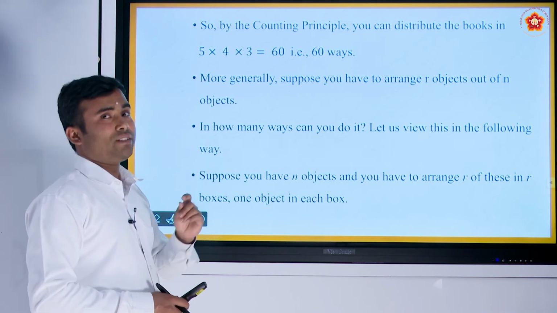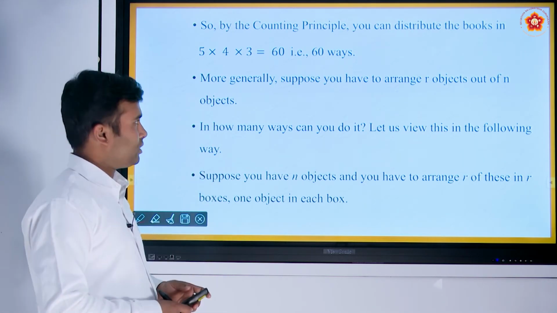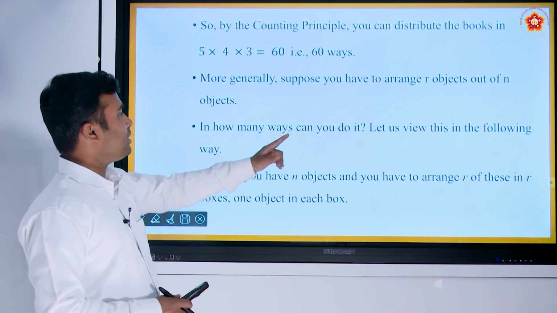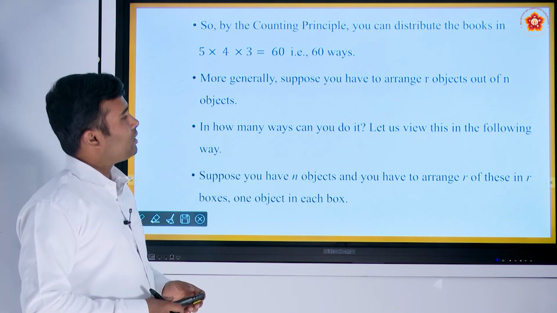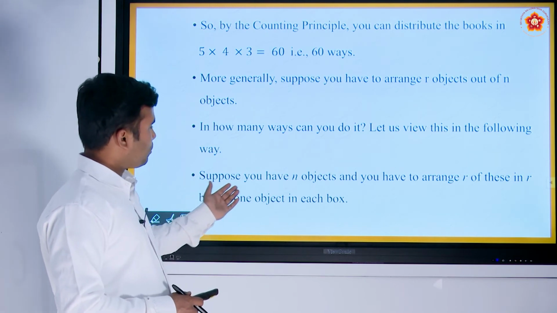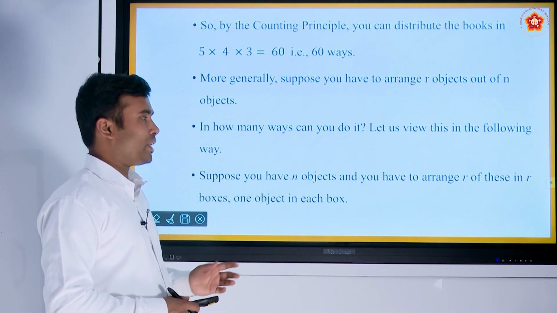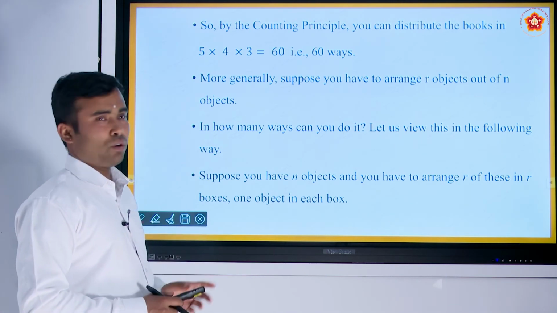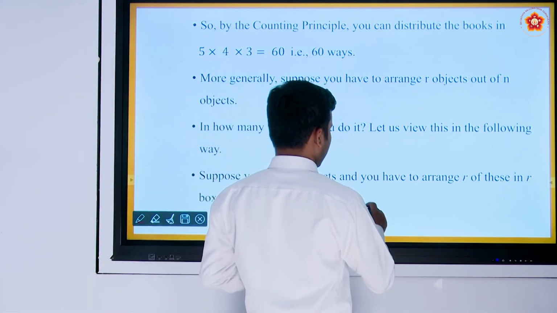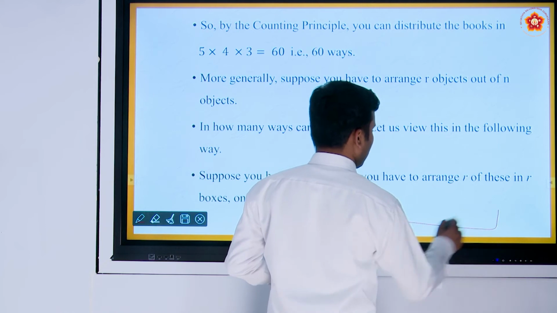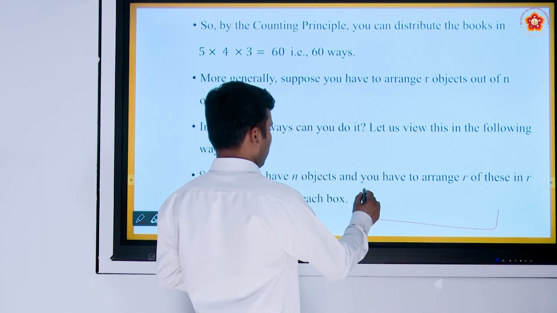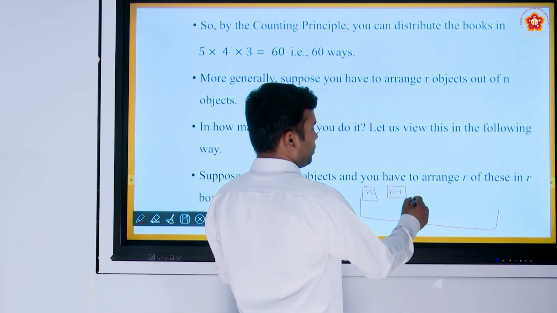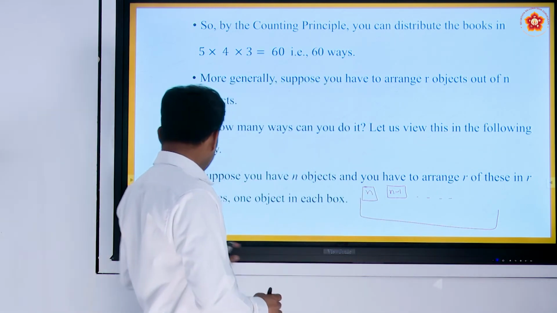So we can generalize this for n objects and r objects. Suppose you have to arrange r objects out of n objects. In how many ways can you do it? Let us view this in the following way. Suppose you have n objects and you have to arrange r of these in r boxes, one object in each box. That means there will be r boxes, and each box you can fill with one object, so the first is n. In the second box you can fill with n minus 1, and it continues like that.